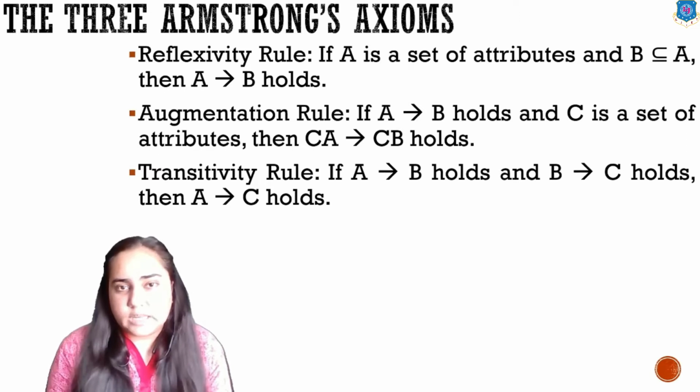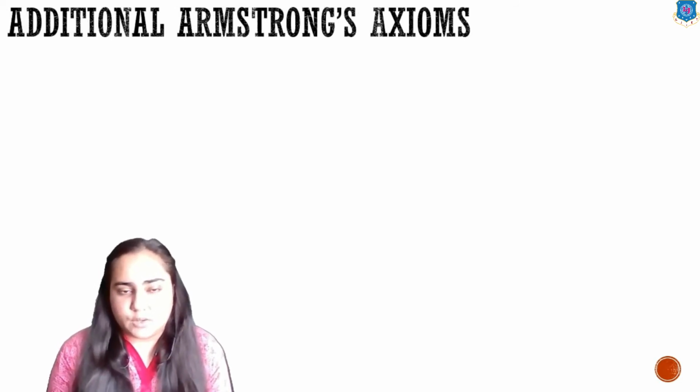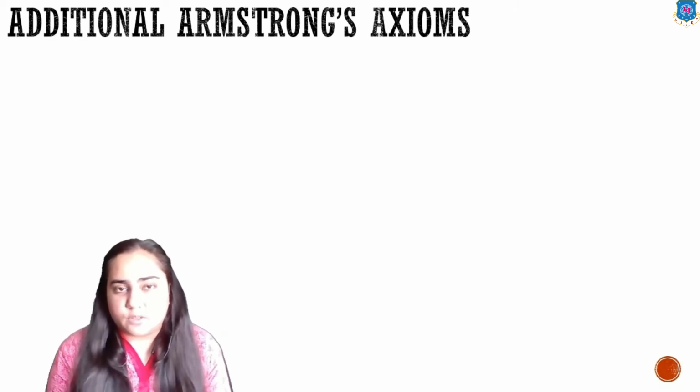But to make your work easier when you're trying to reduce functional dependencies, there are some additional rules that have been derived from these three rules, and we are going to see those. Once again, these rules are not limited to what I am presenting here. There are several rules, and many more rules can be derived from the three basic ones. I'm just going to show the ones that I'll be using in these videos.